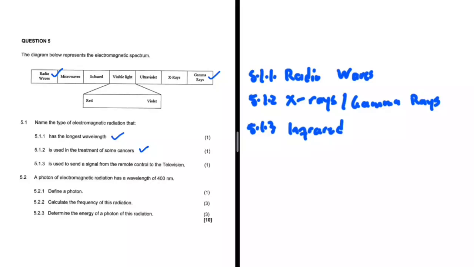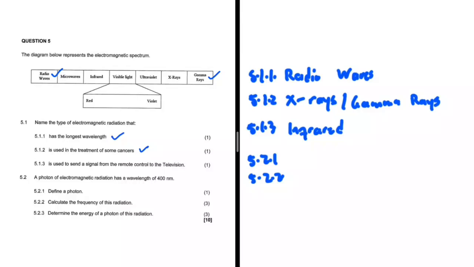So 5.2, a photon of electromagnetic radiation has a wavelength of 400 nanometers. 5.2.1, define a photon. A photon is a quantum of light. That is a photon, quantum of light. Doesn't get easier than that. And 5.2.2, calculate the frequency of this radiation. We're given the wavelength, we are supposed to calculate the frequency.